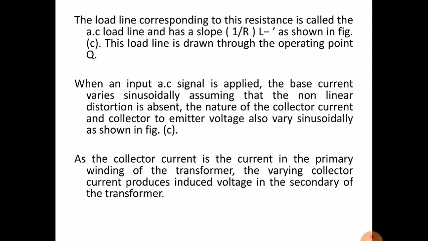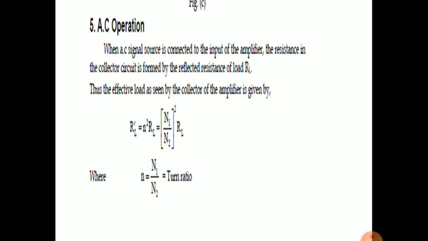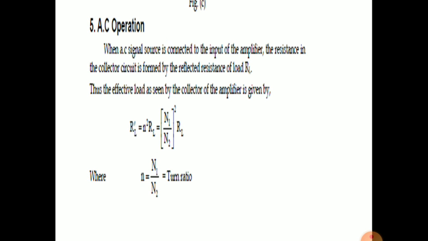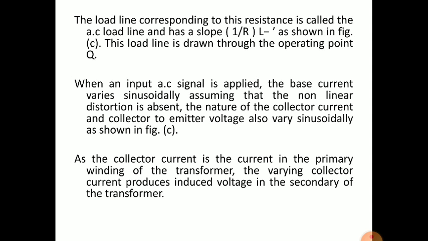When an input AC signal is applied, the base current varies sinusoidally, assuming that non-linear distortion is absent. The collector current and collector to emitter voltage also vary sinusoidally, as shown in figure C, the same as the input variation in the previous lecture. As the collector current is the current in the primary winding, the varying collector current produces an induced voltage in the secondary of the transformer. That's how the transformer works.